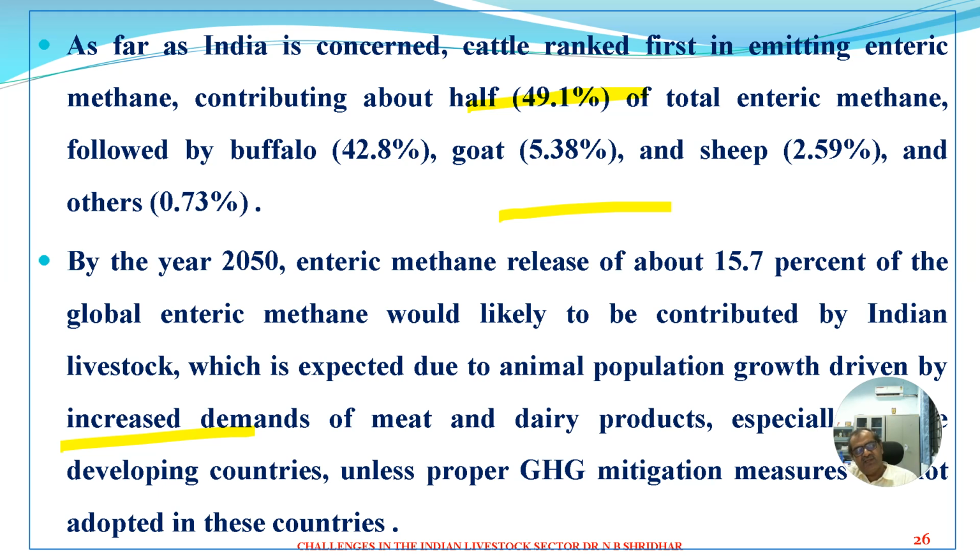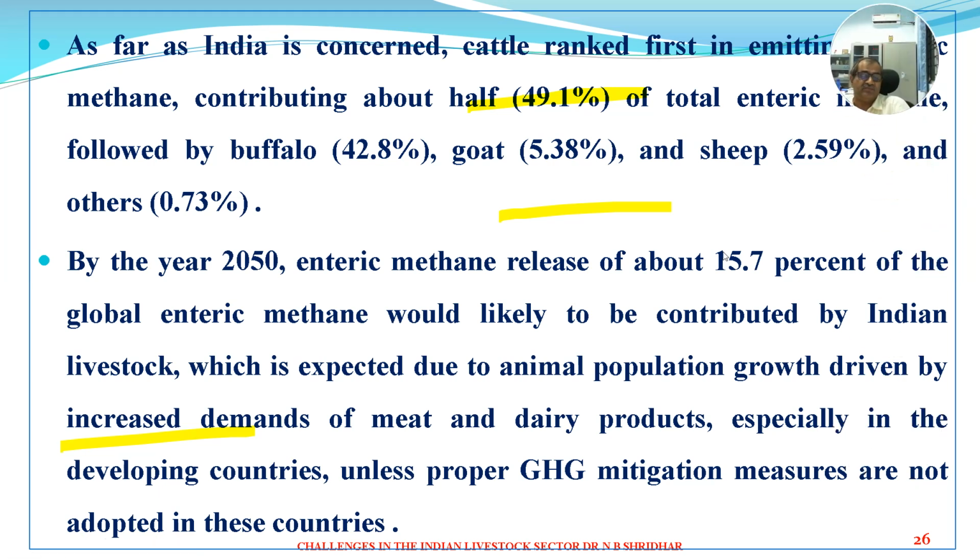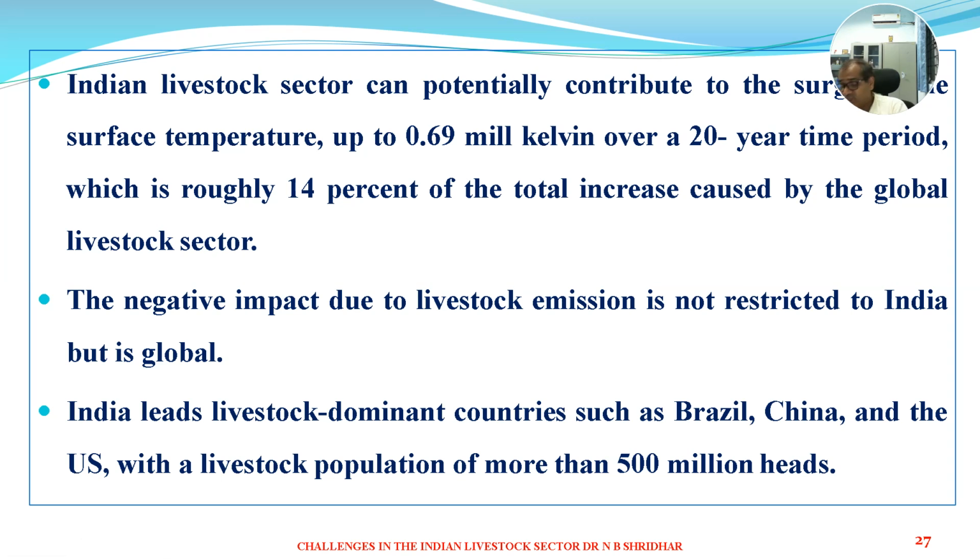It is anticipated that in the year 2050, India's enteric methane release will be about 15.7% of the global enteric methane. This is because of the increased demand for meat and dairy products. Everyone is interested in purchasing dairy products and also meat from the small ruminants. This greatly contributes to the production of methane and greenhouse gases. In developing countries it is high, so greenhouse gas mitigation measures need to be applied properly in all these countries.